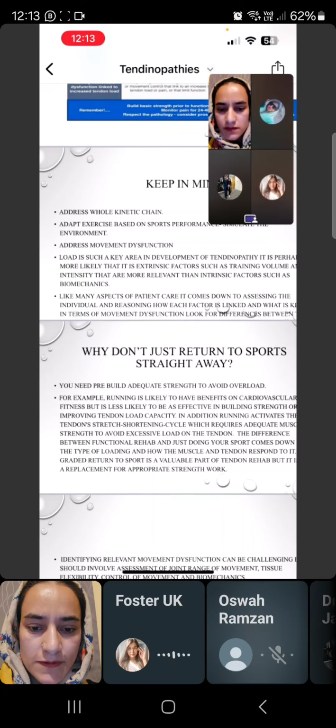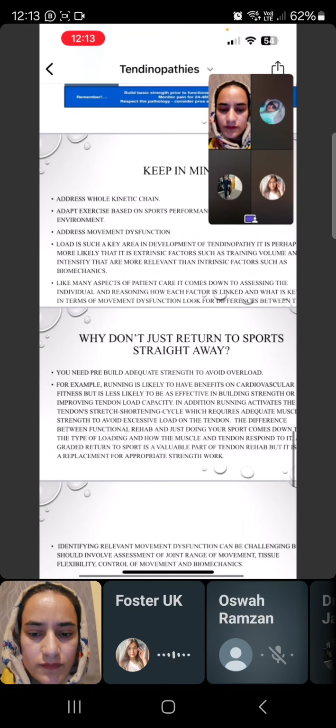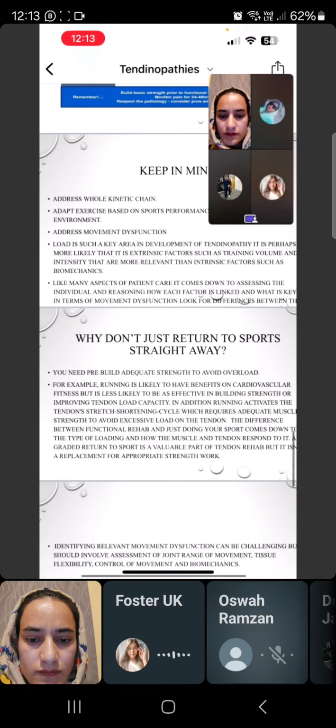When you're returning to the sport, that is not an exercise, that is an exposure. You have to build that strength in your tendon in order to be exposed to that load. So that's why we can't just straight away return. For example, running is likely to have benefits on cardiovascular fitness, but is less likely to be effective in building strength or improving tendon load capacity because it's an exposure, it's not a training.